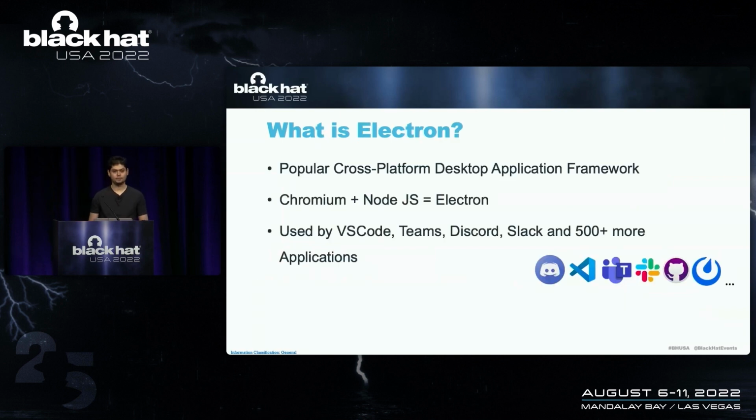So what is Electron? If you can build a website, then you can build a desktop application. That's the main concept behind Electron. Electron is a popular open source framework which is used by many commonly used apps, such as Microsoft Teams, Discord, Slack, and others. Fundamentally, Electron is built on top of Chromium and Node.js, which means that by just using JavaScript, HTML, and CSS, you can ship an entirely cross-platform native desktop application.